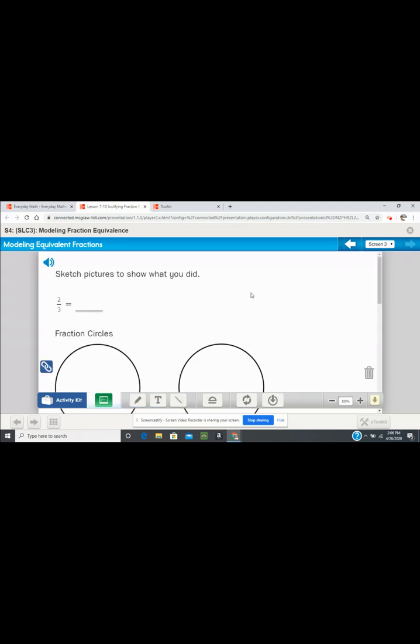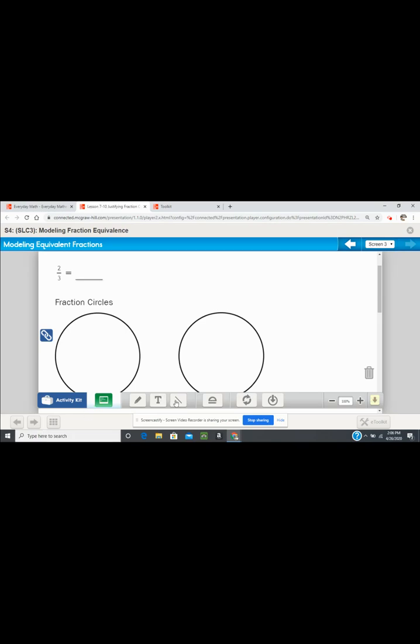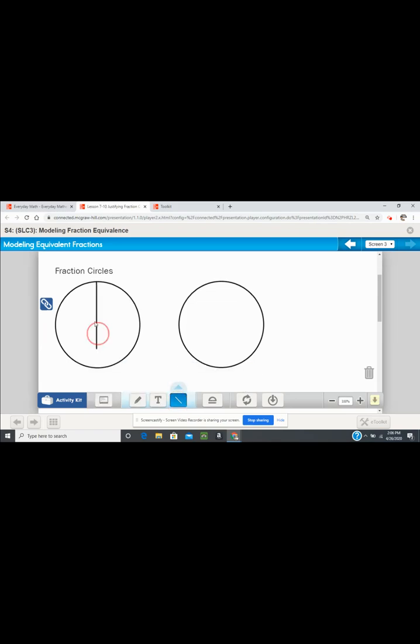To do the same thing for our fraction circles, the first one we're going to divide into 3 equal sections. So we're going to put one line there, there, and there, making almost a peace sign. Doing the same over here.